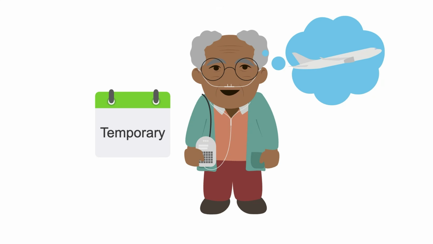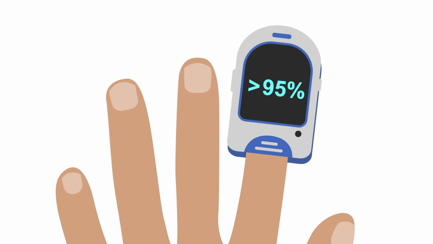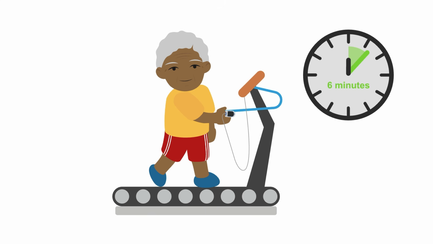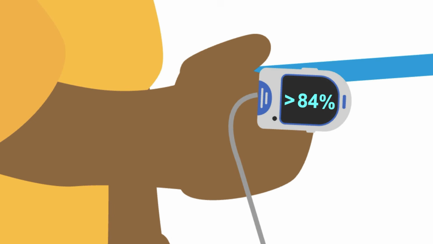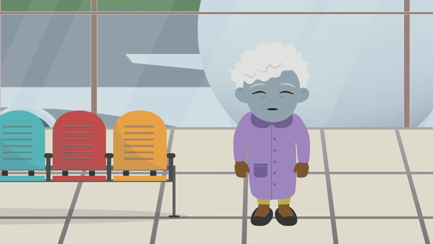Now, if your patient is planning to travel by air, temporary oxygen therapy may be needed because of the decreased partial pressure of oxygen at altitude. Patients with resting oxygen saturations more than 95% and a 6-minute walk oxygen saturation greater than 84% will likely not need supplemental oxygen on an airplane. But patients with moderate to severe hypoxemia at sea level will need supplemental oxygen during air travel at 3 liters per minute by nasal cannula.